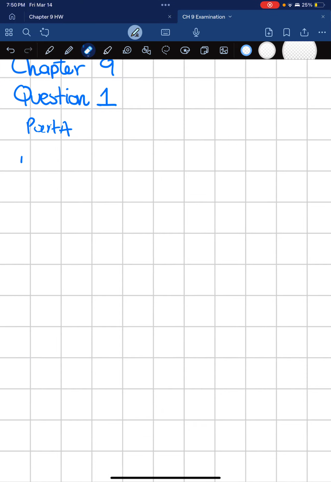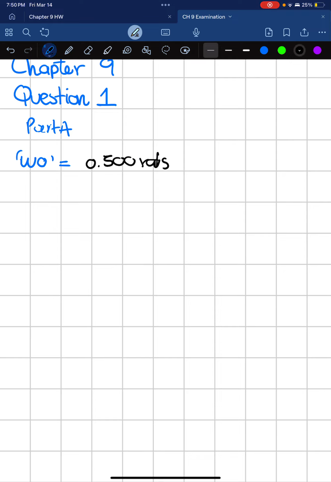Okay, so let's go ahead and write down what we know. We know the initial rotating speed, so let's write that down, which is going to be 0.5 radians per second. And then we have the angular speed right here, it's going to be omega squared. And then we have the other one over here, which was 3.25 radians per second.